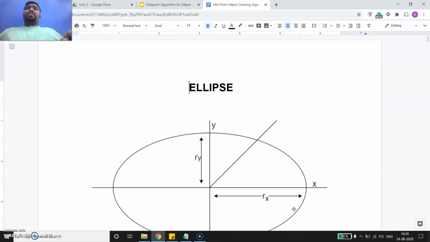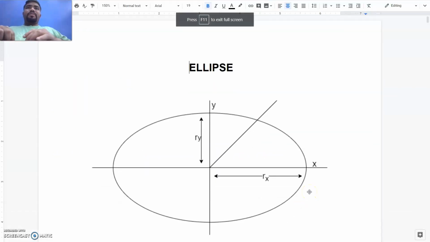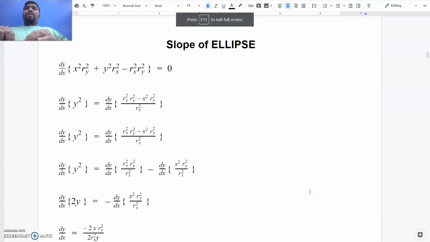So we'll understand the slope. Now, what is the slope of an ellipse? To find the slope of an ellipse, we are going to use the derivative on the equation of the ellipse. So here we are applying the derivative dy by dx onto the equation of the ellipse, and we take y, which is a variable, on the left hand side, and the rest we push onto the right hand side. Now in this, dy by dx of y square is equivalent to dy by dx of the rest of the items. Now here again we can divide this into two parts, wherein rx square can go with the left term and the rx square can go with the right hand term, and we have minus in between.